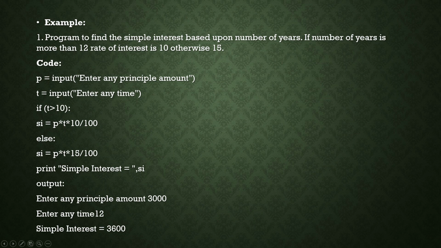If T is greater than 12, then SI is equal to P into T into R, 10 divided by 100. P into T into 10 divided by 100. Else, if it is not more than 12 years, SI equal to P into T into 15 divided by 100. So small mistake is there, print mistake. T is greater than 10, it should be T is greater than 12, and output will be like this. Okay, we'll move on to the next slide.